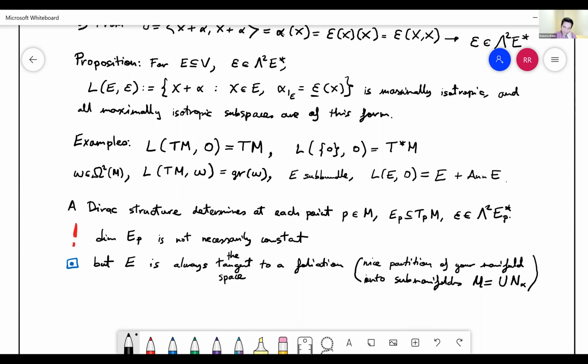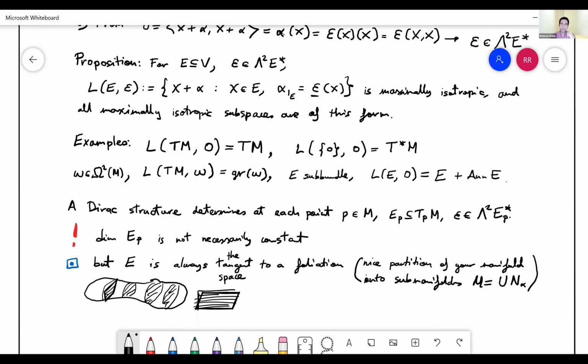So if this is my manifold, what is a foliation? It would be decomposing this manifold into some submanifolds. The most trivial example would be to take the plane and take horizontal lines. That's a foliation of the plane by submanifolds.